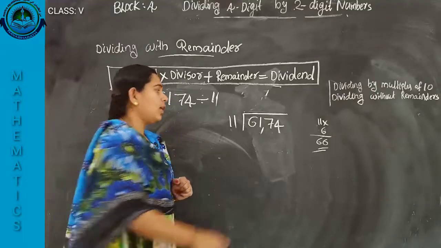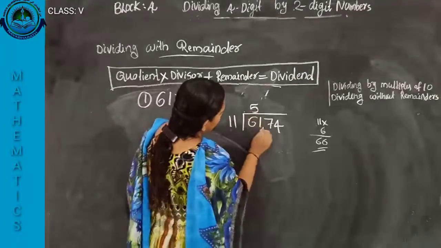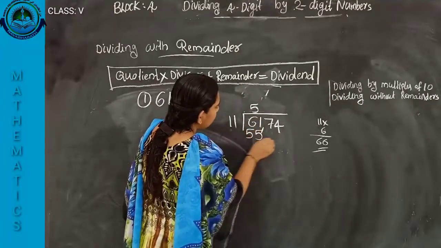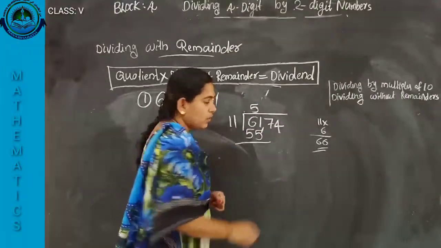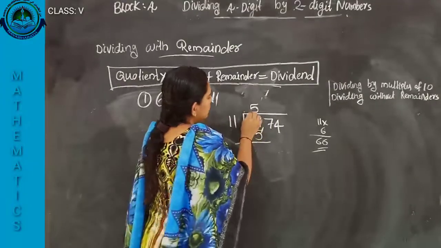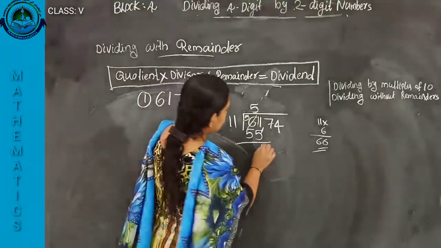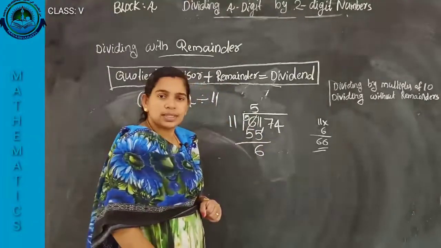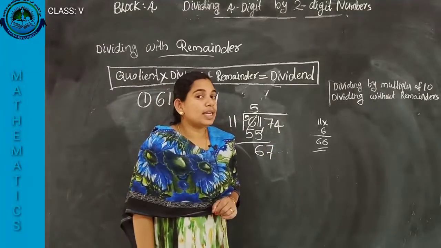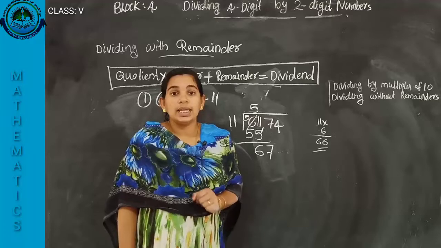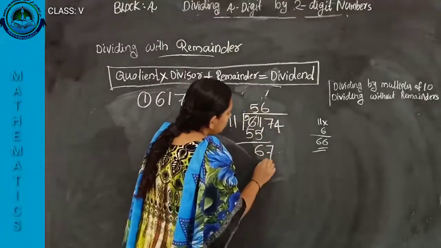So below 61, we are choosing 5. 5 into 11, 55. Then 1 minus 5 is not possible. So we take 1 from here. This 6 becomes 5, 1 becomes 11. 11 minus 5, 6. 5 minus 5, 0. So next digit 7. In 67 how many 11s are there? Good. 6 11s are there. 6 into 11, 66.